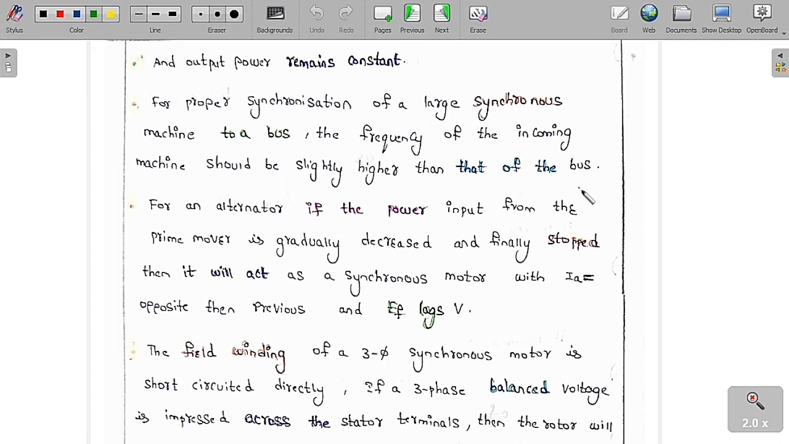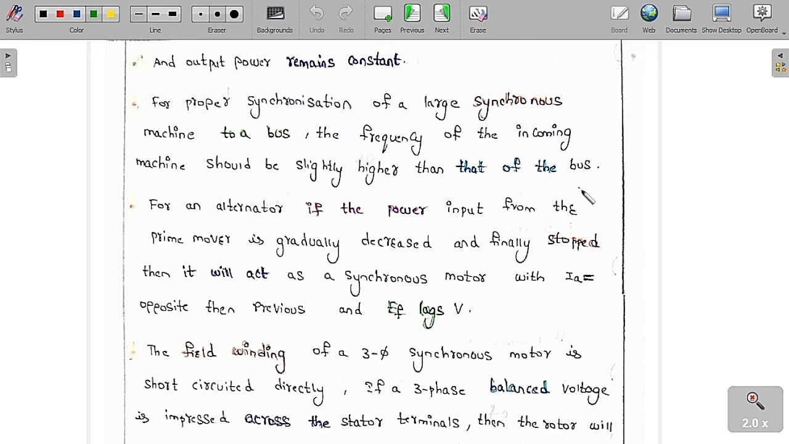For proper synchronization of a large synchronous machine to a bus, the frequency of the incoming machine should be slightly higher than that of the bus. So whatever synchronous machine you want to connect to the bus, that machine should have a frequency somewhat higher than the bus frequency.